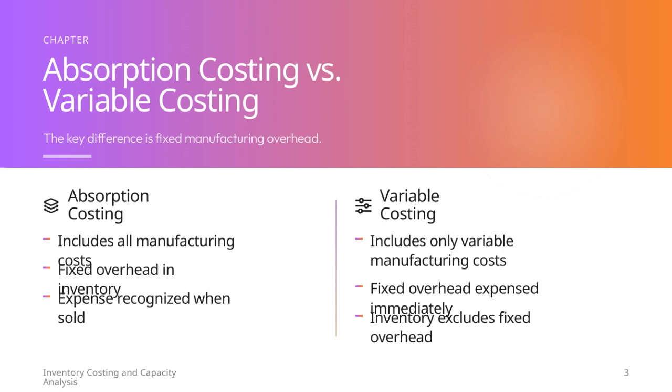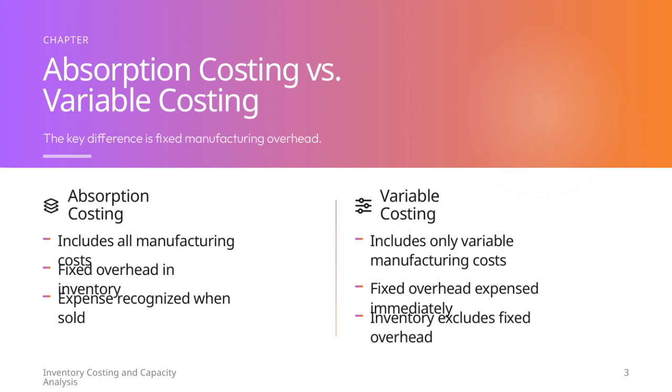On the other hand, variable costing includes only the variable manufacturing costs in inventory. Fixed overhead is treated differently here. It is expensed immediately in the period it is incurred, rather than being included in inventory costs. As a result, inventory values under variable costing exclude fixed overhead.